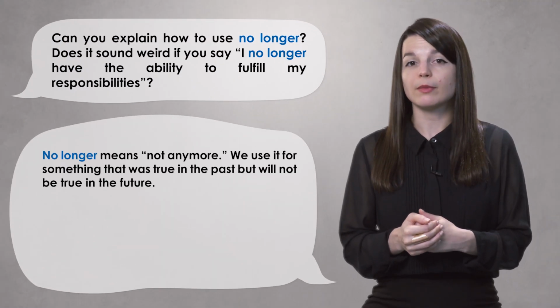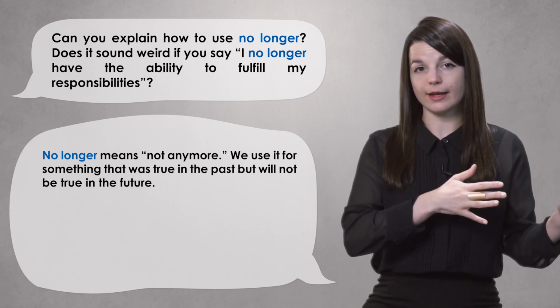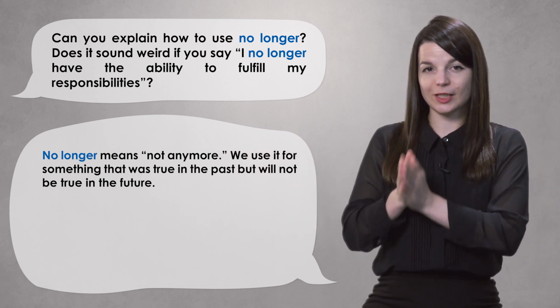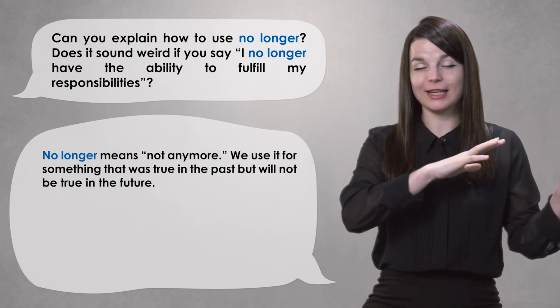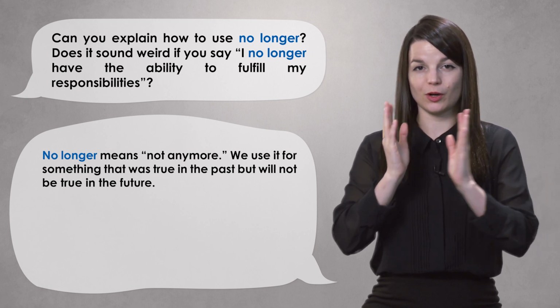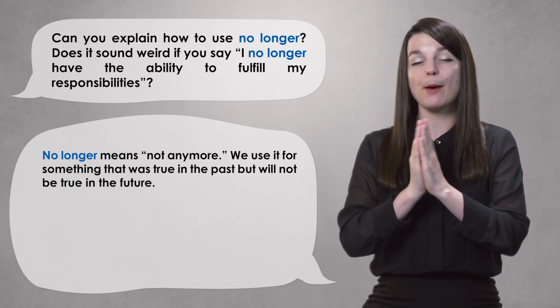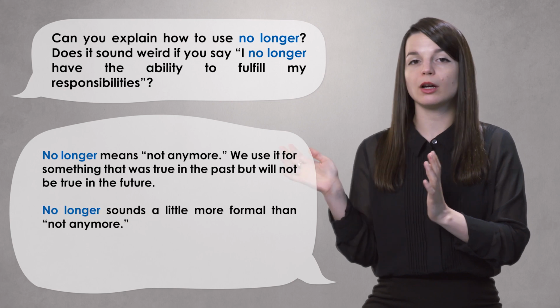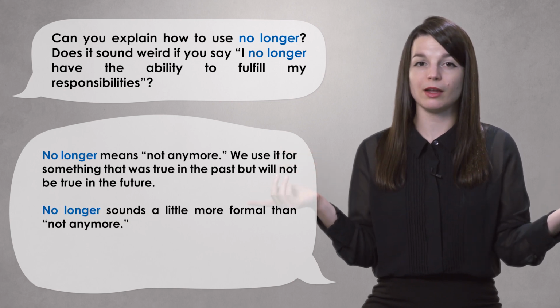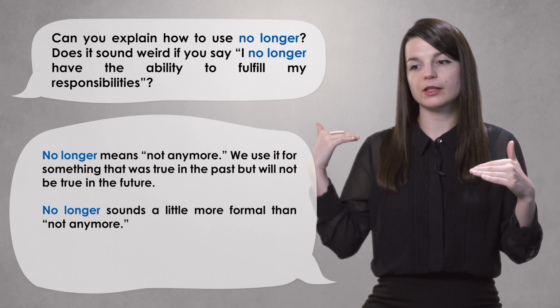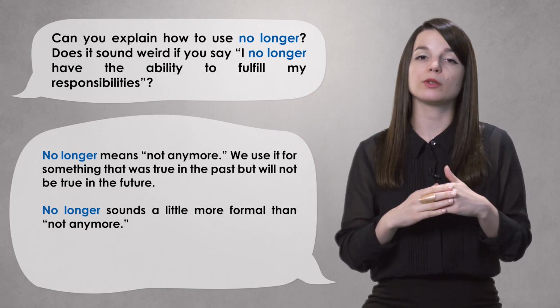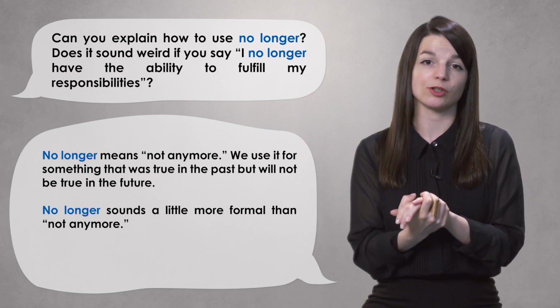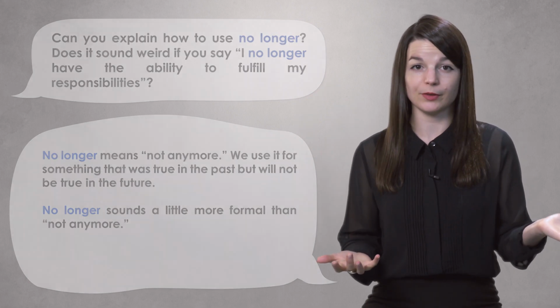We use it for something that was true in the past, like it was true until this point, and then in the future, it's not going to be true. So it's something that's not going to happen in the future. So no longer and not anymore mean the same thing, but no longer kind of sounds a bit more formal, and we use it in a slightly different sentence structure. So let's look at some examples.